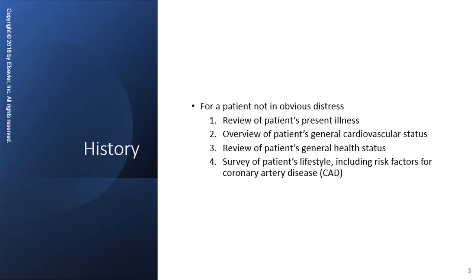So, for a patient who is not in obvious distress, you will review the patient's present illness, overview the patient's general cardiovascular system, review the general health status, and survey the patient's lifestyle, including his or her risk for coronary artery disease.